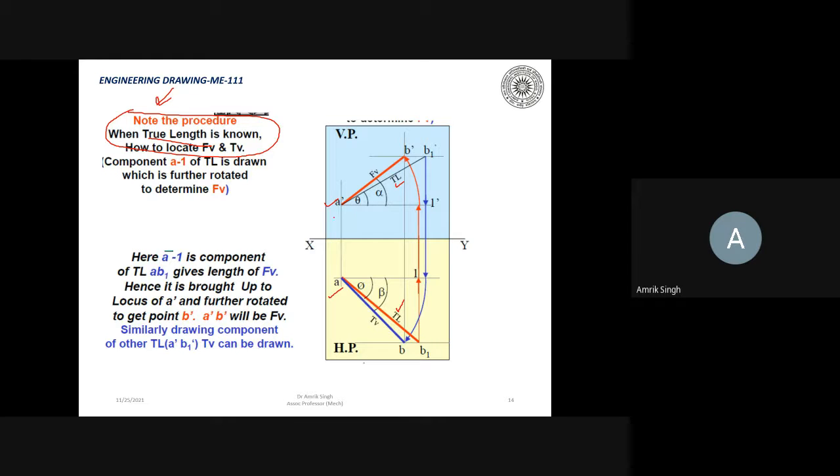A की position दी हुई है, A dash की दी हुई है. So you can draw this. This theta is given and phi is given. So you can draw the true length. ठीक है? Yes, sir. Now this point is known to us now.